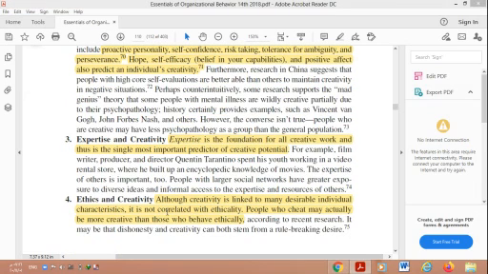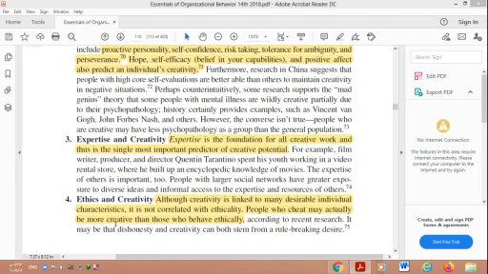Ethics and creativity. Although creativity is linked with many desirable individual characteristics, it is not correlated with ethicality. People who cheat may actually be more creative than those who behave ethically.